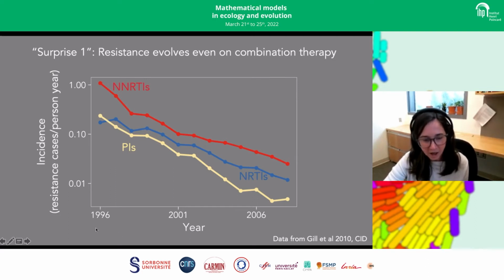But what we see is that despite the fact that triple drug combinations were introduced in 1995, there were still extremely high rates of drug resistance evolution for years after these 3 drug therapies were initially given.